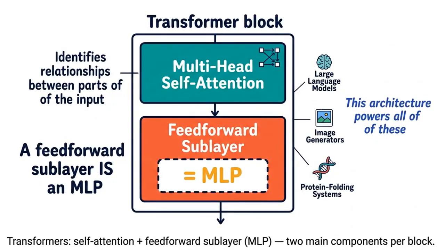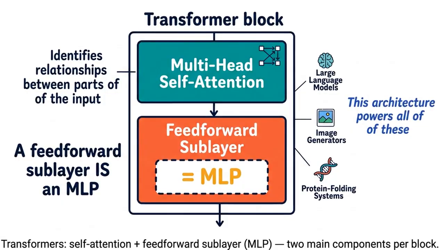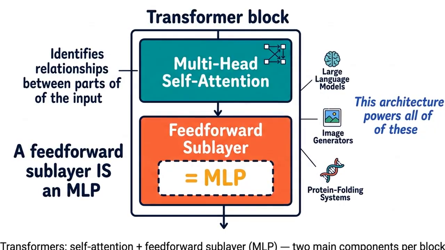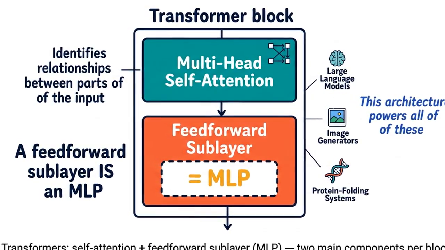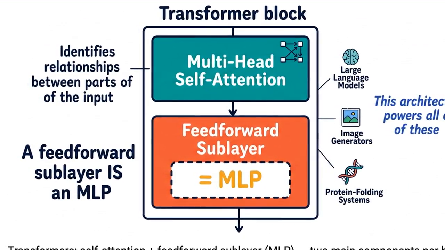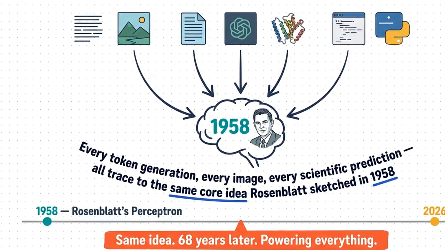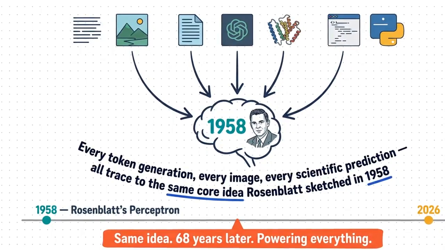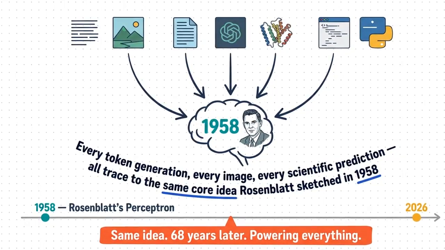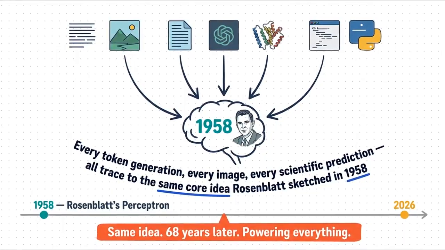Transformers, the architecture powering large language models, image generators, and protein folding systems, have each of their blocks built from two main components. The first is a self-attention mechanism that identifies relationships between parts of the input. The second is a feed-forward sublayer. A feed-forward sublayer is an MLP, hidden inside every token generation by a large language model, every image produced by a generative model, every scientific prediction made by a biological AI system. There is the same core idea Frank Rosenblatt sketched in 1958.